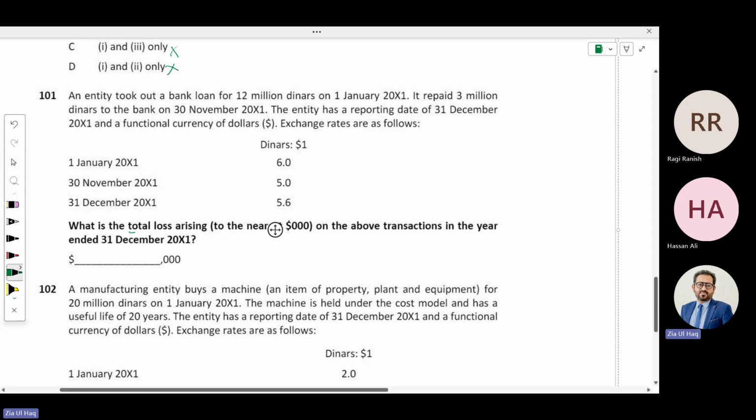What is the total loss arising, to the nearest thousand, on the above transaction in the year ended 31st December 20X1? Total loss.